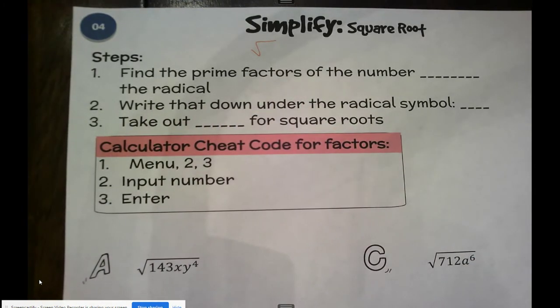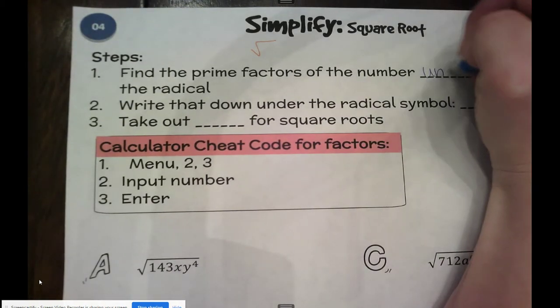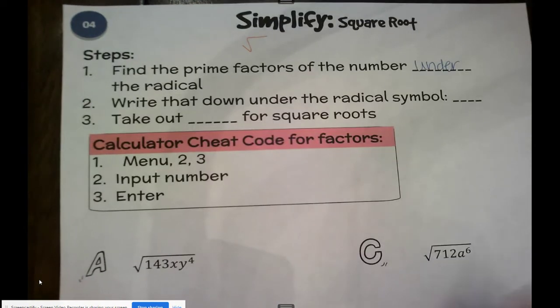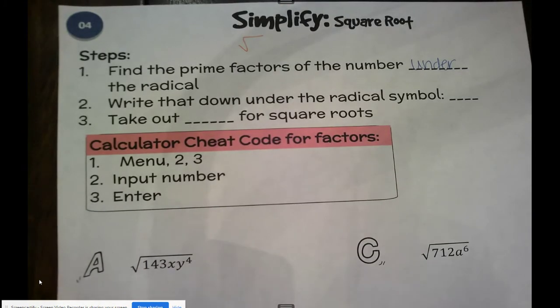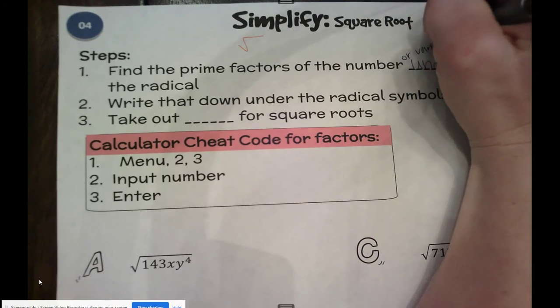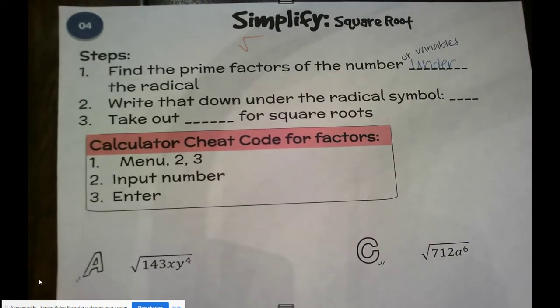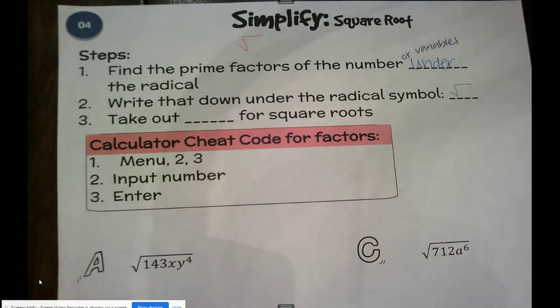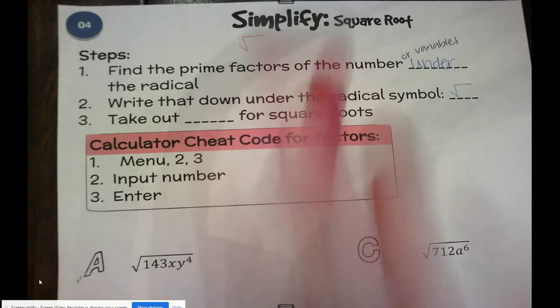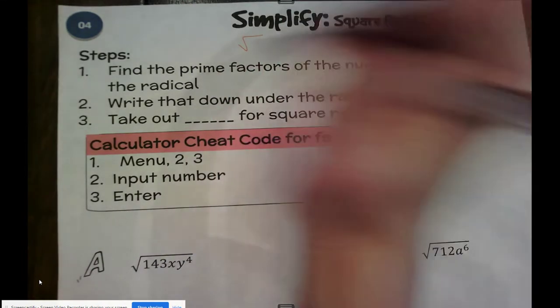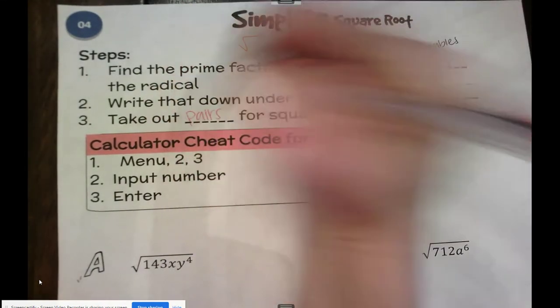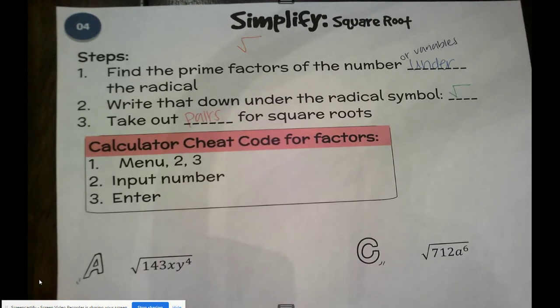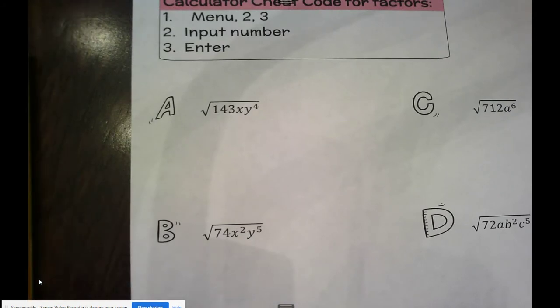Find the prime factors, meaning it can't be factored anymore, of the number or variables under the radical, and we're going to write that down underneath our radical symbol. And for our square roots, when there's no number outside, no tiny little number up here, we're going to take out pairs. And this is a cheat code for finding our prime factors of our numbers. So let's just dive right into our examples.